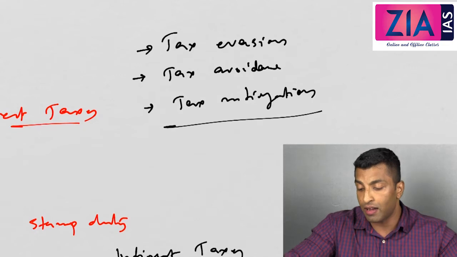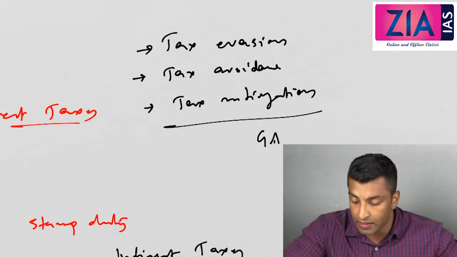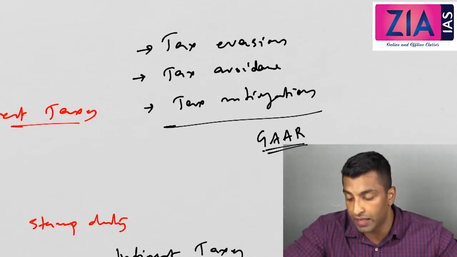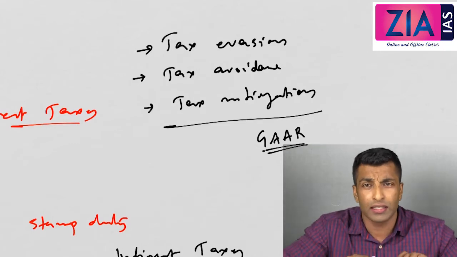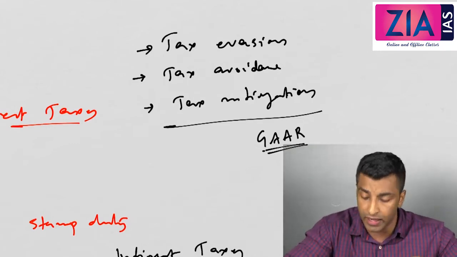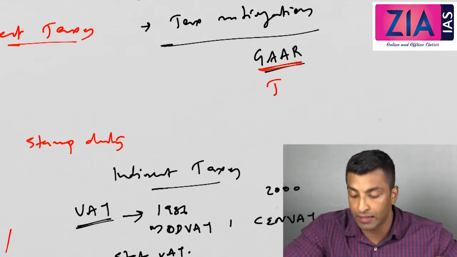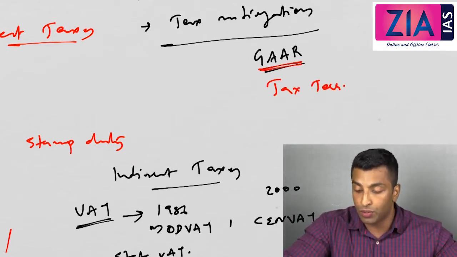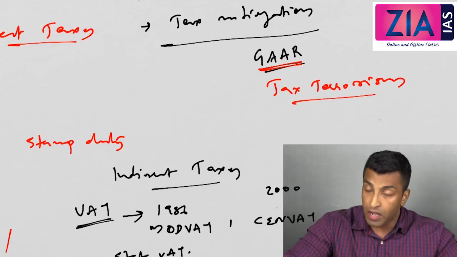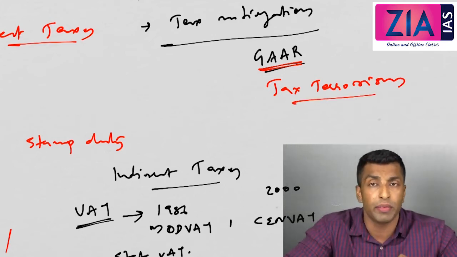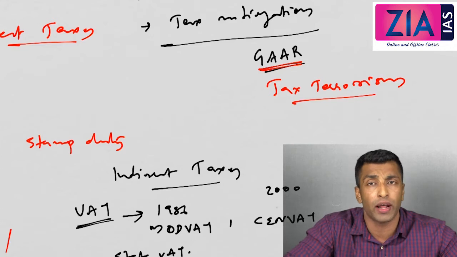Okay, and then connected to this, we have actually discussed GAR, the General Anti-Avoidance Rule. We have also discussed SAR, the specific anti-avoidance rule, and one of the most important concepts related to GAR, that is tax terrorism, that also we have covered. Okay, the committee on GAR, we have discussed the recommendations, we have discussed why it was postponed, and all those concepts.